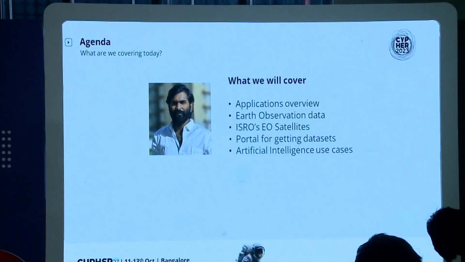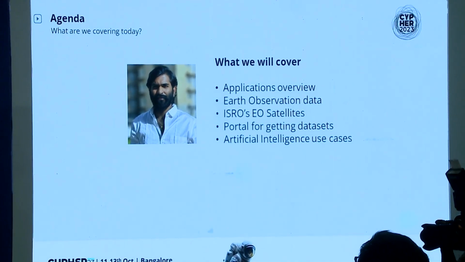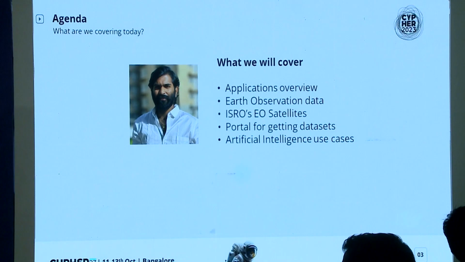Okay. So what we'll be covering is this. Firstly, we'll talk about some of the applications so that you can relate to what applications we can actually have with Earth observation data. Then we'll talk about the data sets, where that is applicable, what ISRO's EO satellites are, where you can get the data from, and some AI use cases.